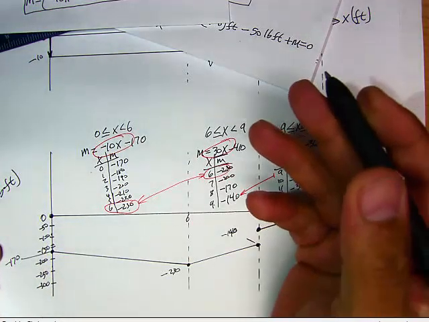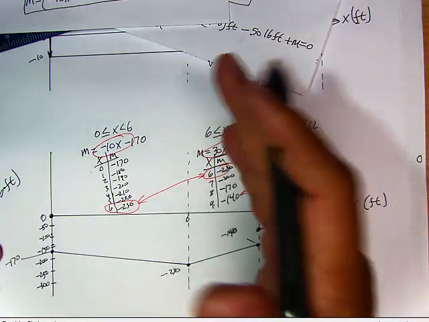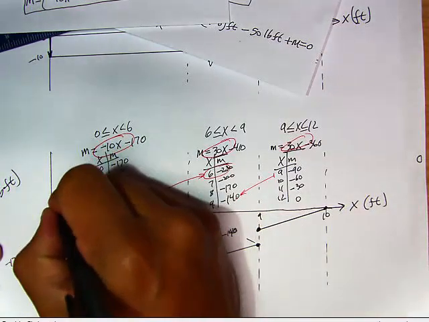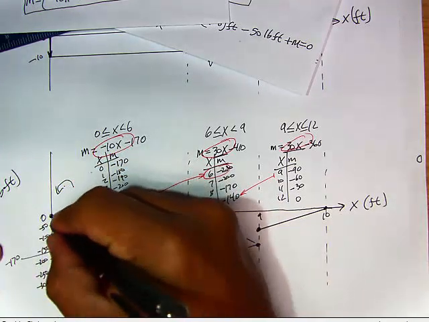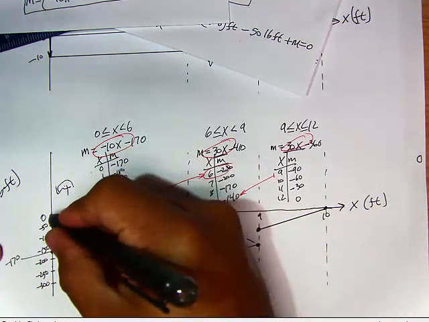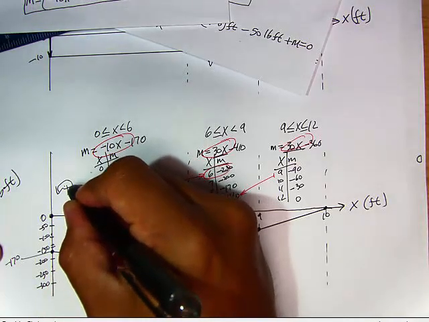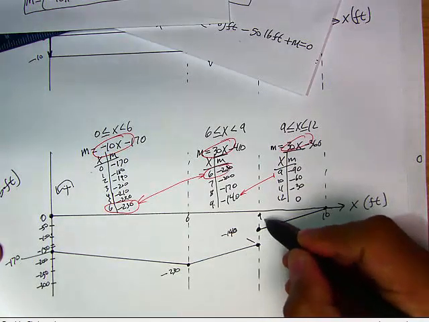So one way to look at this, and there are several ways of explaining this. Ms. Ramirez has her own ways. I have my own ways. Basically, positive external moments produce negative internal loadings. That's why, even though it's positive 170, it produces negative 170. And that's exactly what we see here, guys.